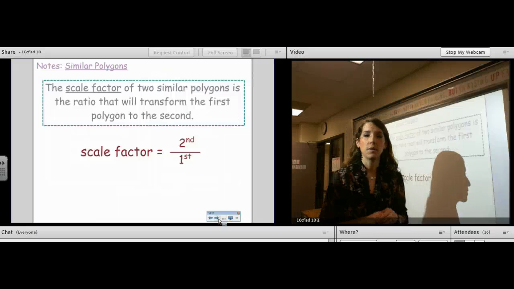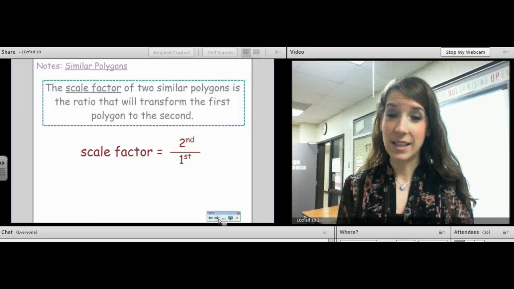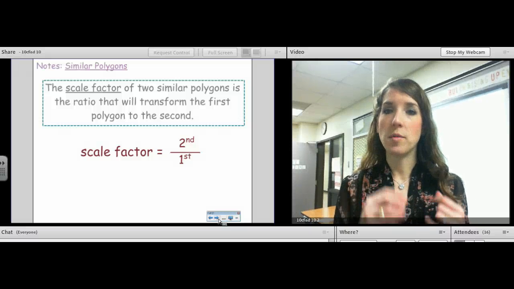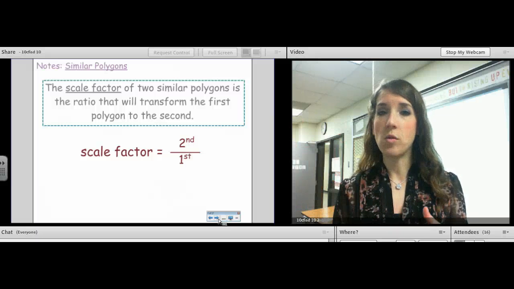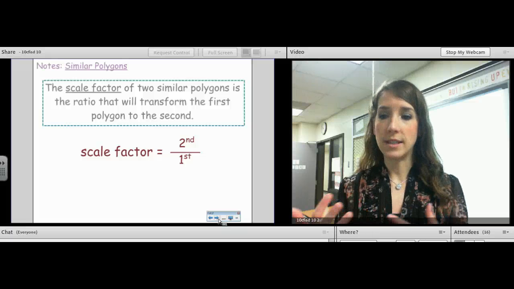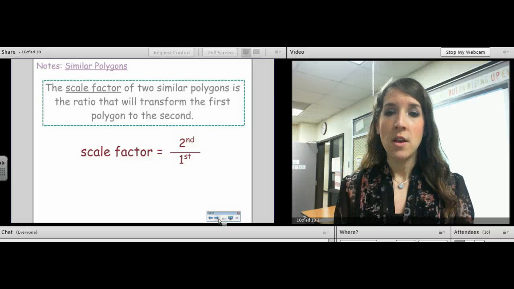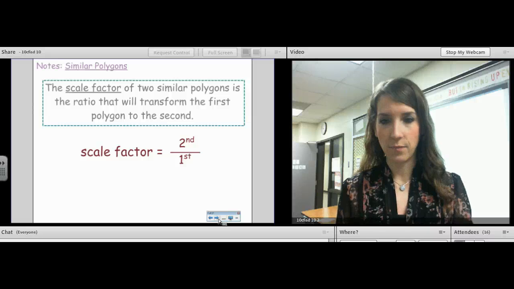All right, so anytime you are creating a dilation or a similar figure, there will be a scale factor. This number will transform your original figure to your image. And that scale factor will work on every single side. No matter what part of the figure you look at, you're going to use the same scale factor or else your resulting image is not similar. So the scale factor is the ratio that will transform the first to the second.